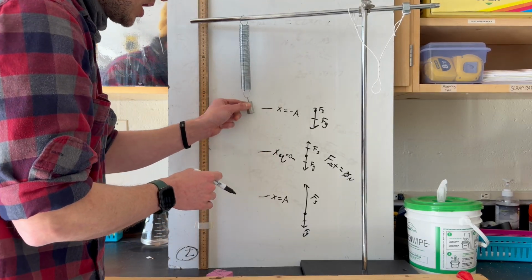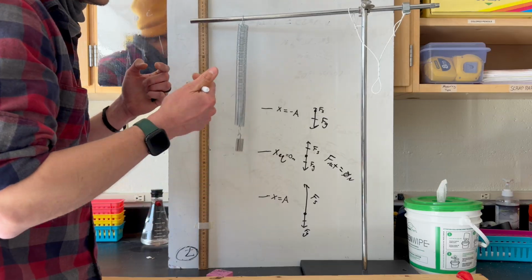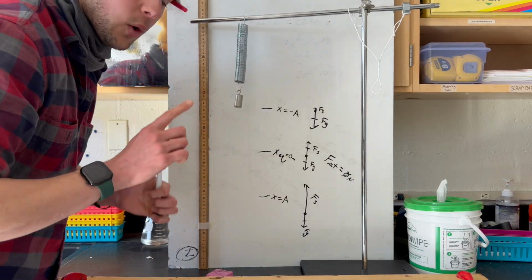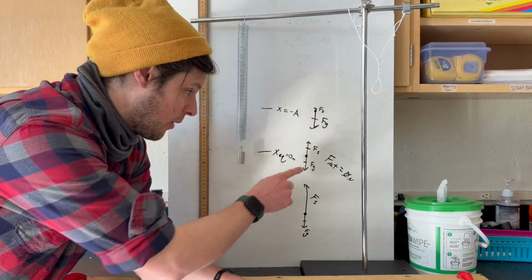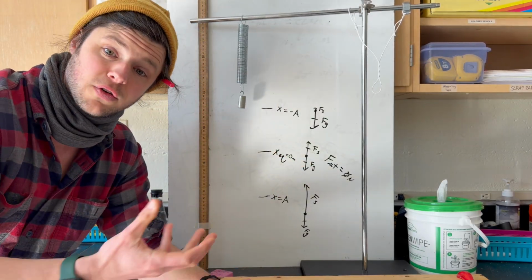So at any point along here, we'll find that we have a net force in either direction. Where we won't have a net force is where we're at our equilibrium position, right? Our force of the spring equals our force of gravity.